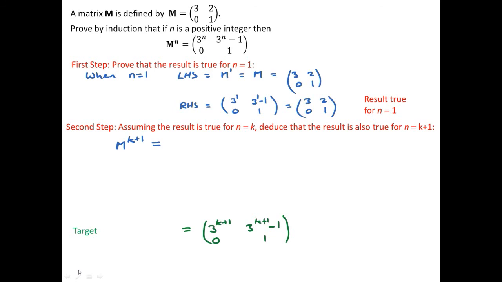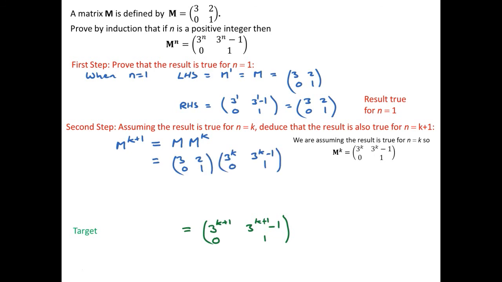Well, M to the k plus 1 is the same thing as M times M to the k. Now we are in this step assuming that we already know the result is true for n equals k. In other words, we are assuming that M to the k is the matrix (3^k, 3^k - 1; 0, 1). So we can write M to the k plus 1 as M, that's (3, 2; 0, 1), times (3^k, 3^k - 1; 0, 1).